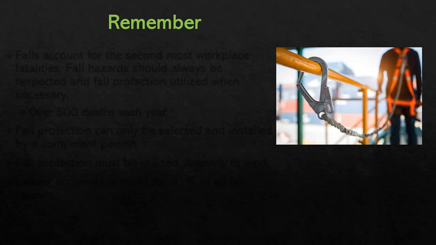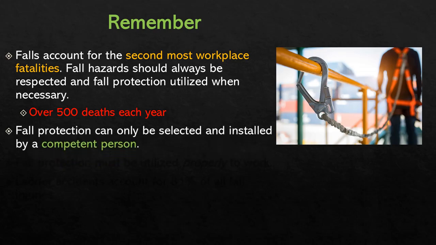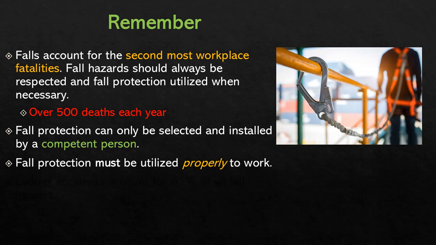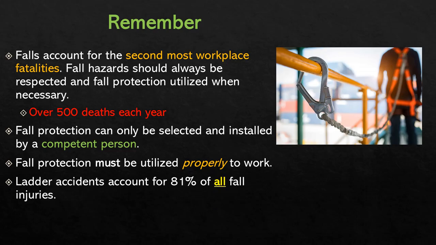So in closing and in summary, remember these facts. Falls account for the second most workplace fatalities after motor vehicle incidents. Fall hazards should always be respected, and fall protection must be utilized when necessary. Again, remember, there are more than 500 people every year in the United States who go to work and then don't come home because of a tragedy that occurs due to a fall. Fall protection can only be selected and installed by a competent person. Fall protection must be utilized properly in order to work. Ladder incidents account for 81% of all fall injuries.